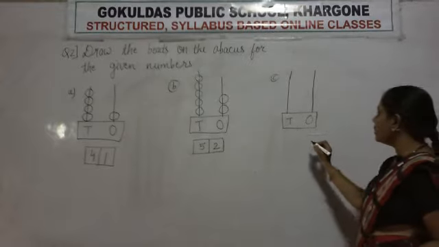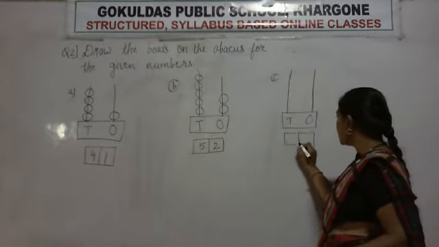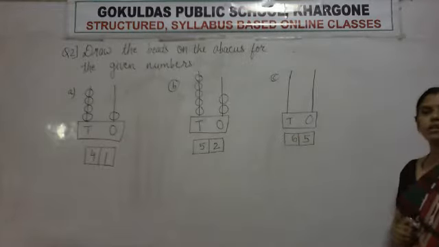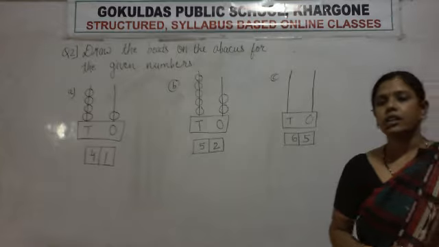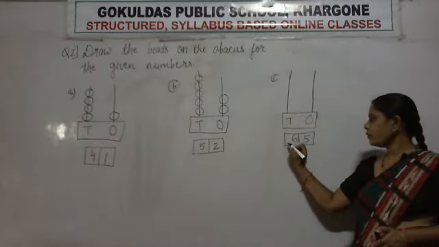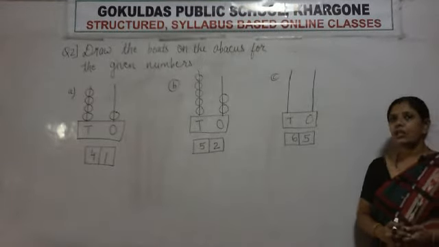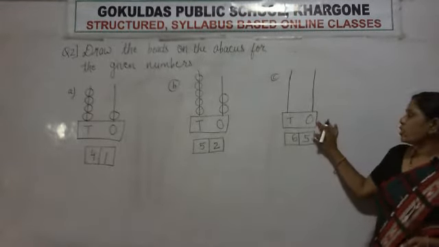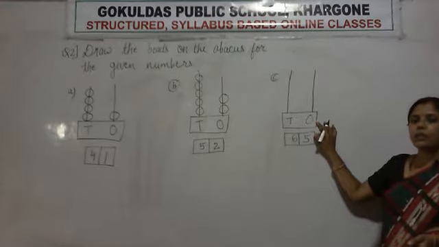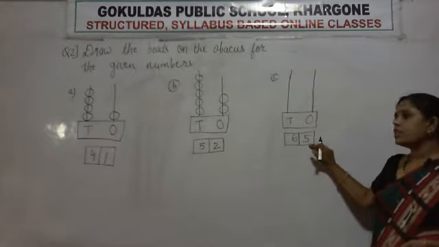And what is the number given here? The number given here is 65. So what is the first step? We have to identify which number is given at its ones place. What is the number at ones place? 5. The ones place digit is 5.